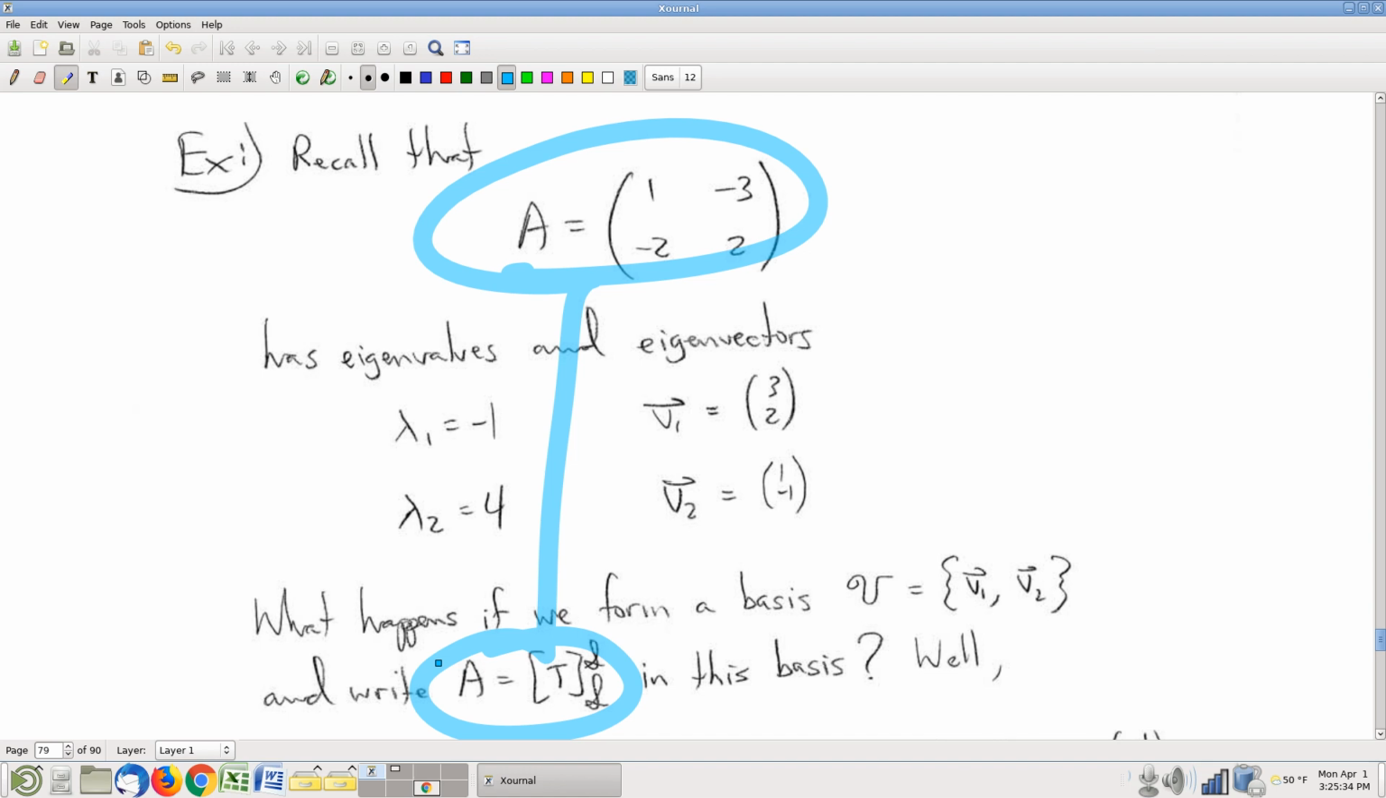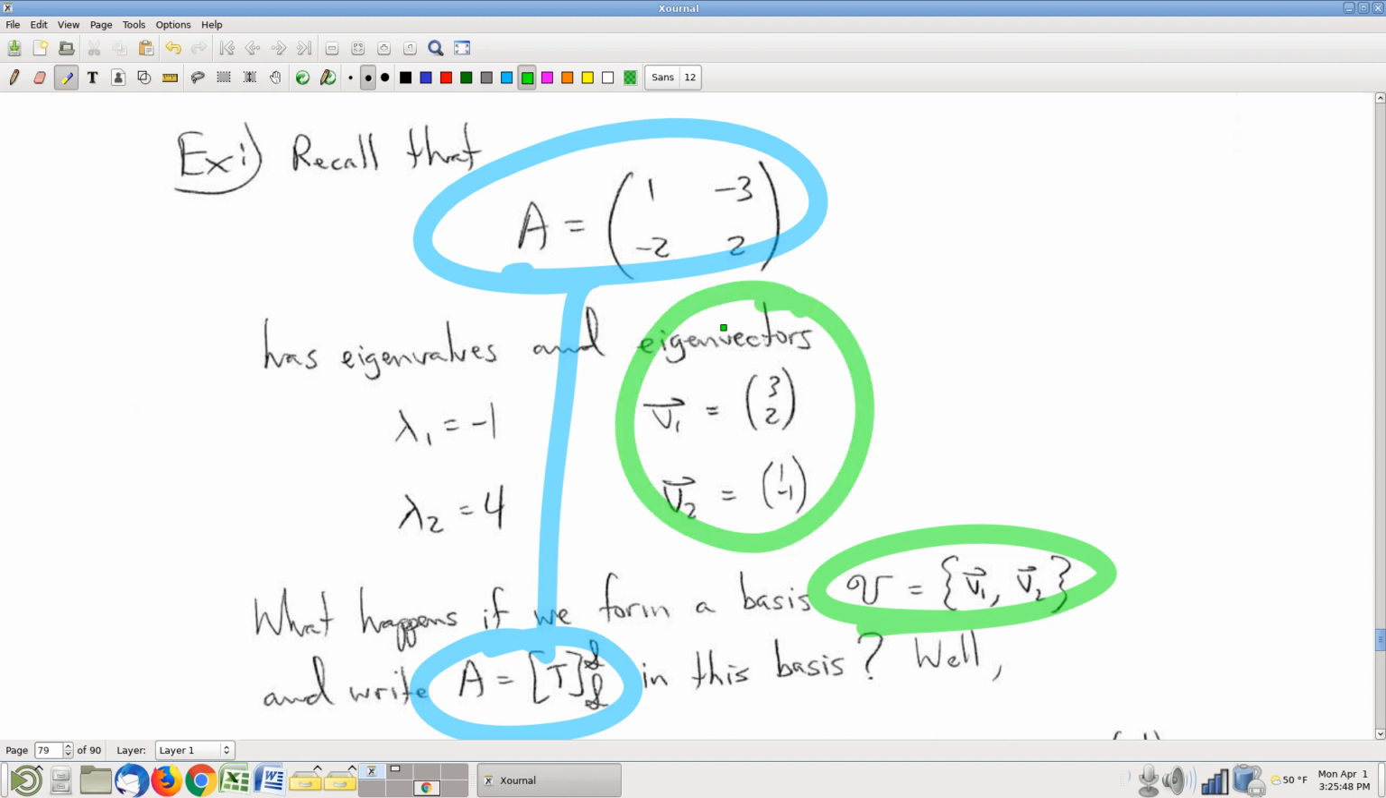Get right down to it. I want to understand that linear transformation in a different way. I'm going to try to represent this linear transformation now with respect to a different basis. And I'm going to pick here, just to see what happens, a basis made up of our eigenvectors for no particularly, immediately obvious reason.